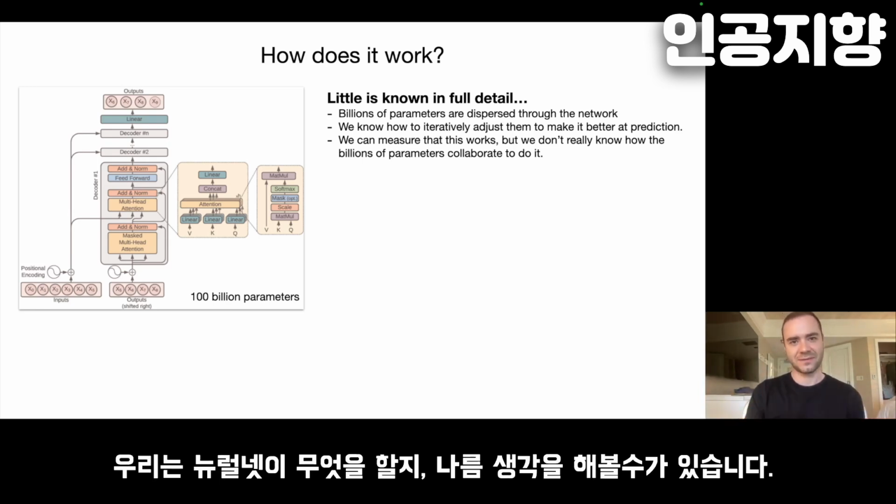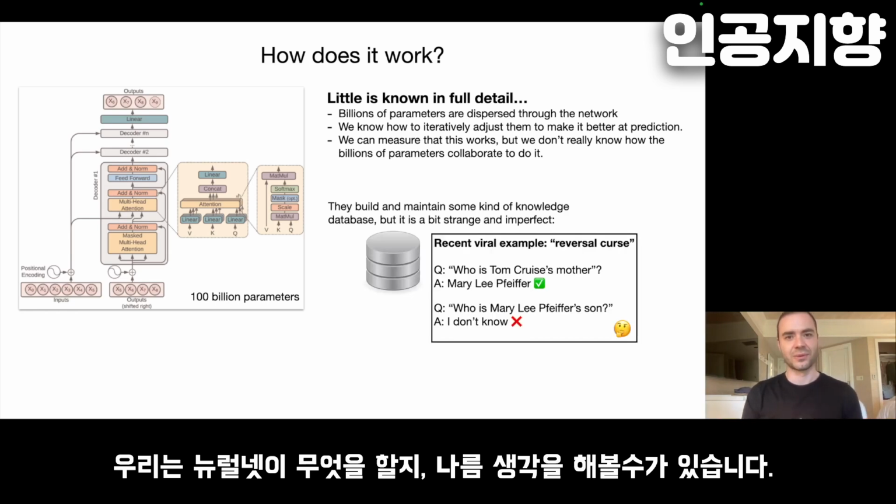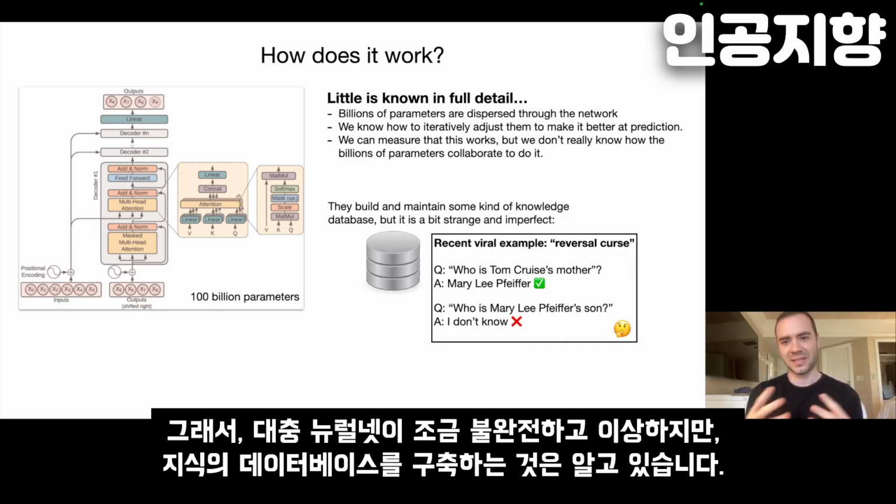We have some kind of models that you can try to think through on a high level for what the network might be doing. So we kind of understand that they build and maintain some kind of a knowledge database, but even this knowledge database is very strange and imperfect and weird.